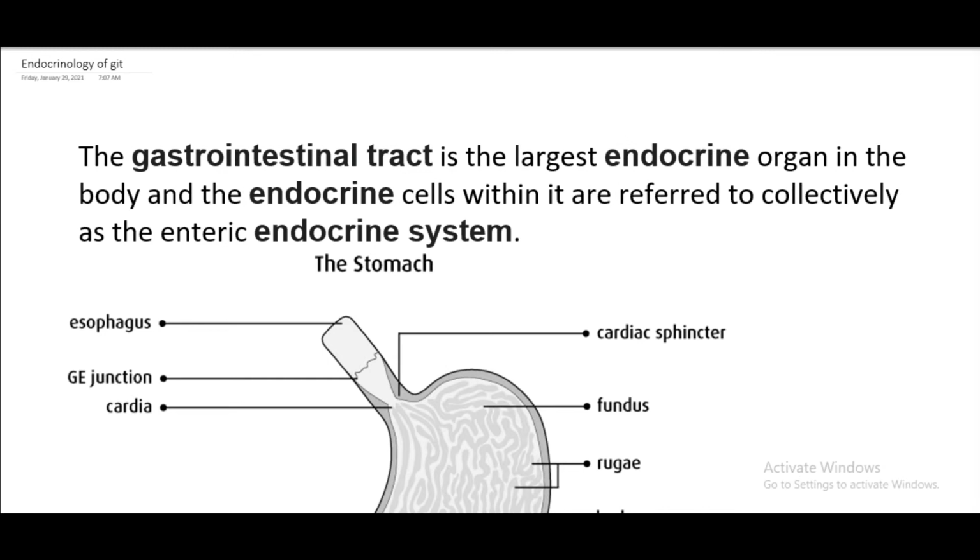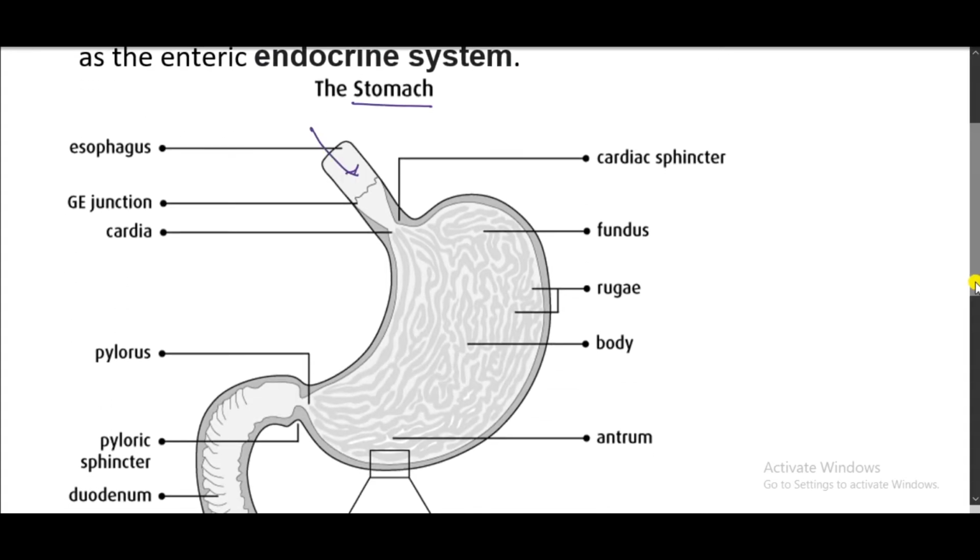Today we are going to discuss some cells in the stomach and its secretions, and the cells present in the duodenum and their secretions, its hormones, and basically we can talk about the endocrinology of the stomach system. And the food gets in through the esophagus.